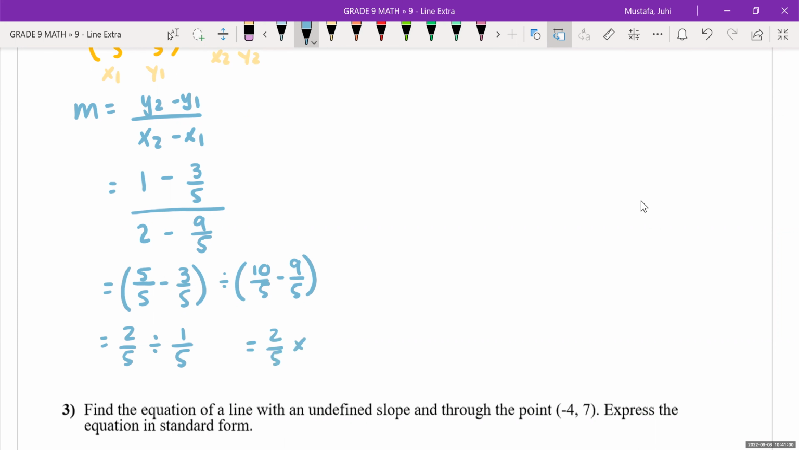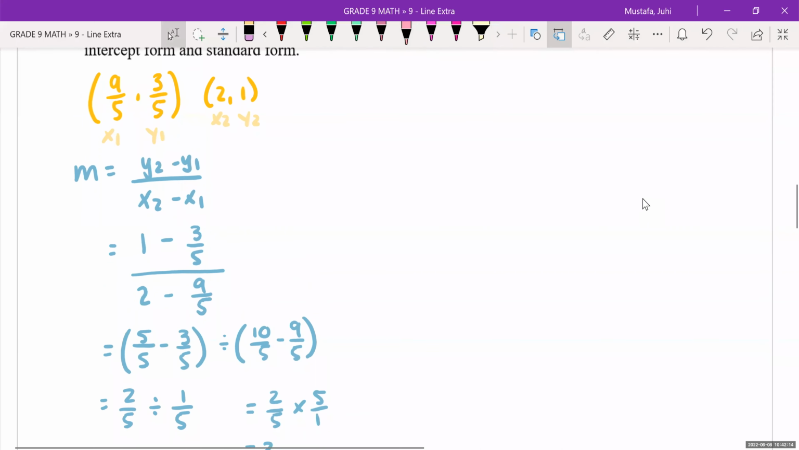So 2 over 5 times 5 over 1, which is equal to 2. All right, now what we're going to do is write that information again at the top of the page. So slope is equal to 2.